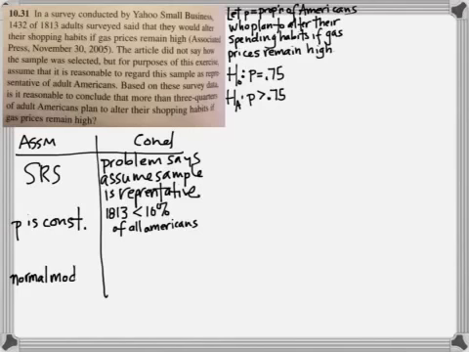And then finally, the normal model, that also checks N times P and N times Q. Actually, this is P, this is Q, but it doesn't make any difference when I write it over here. These are both clearly more than 10. Our sample size is quite large. So we're good. Our assumptions are reasonable. All the conditions check.